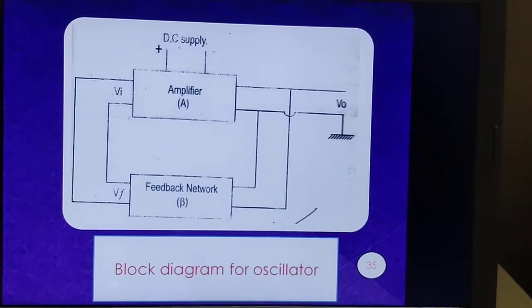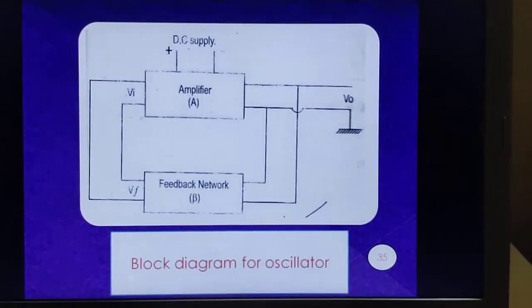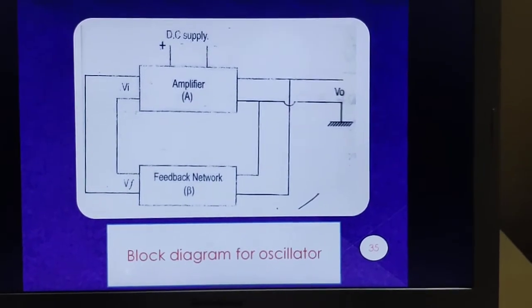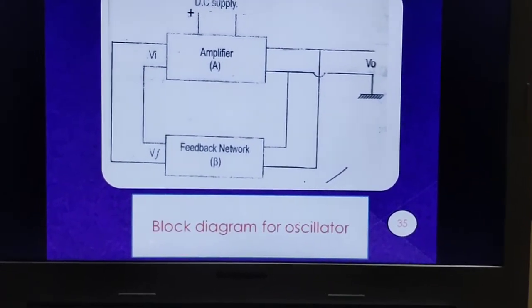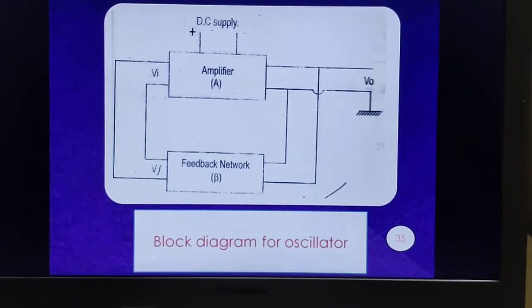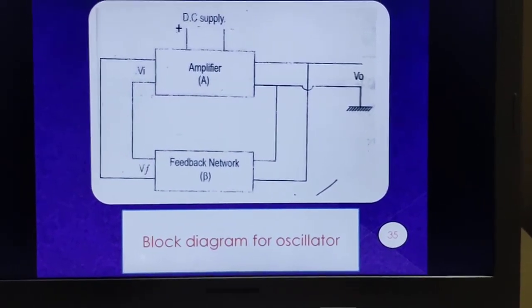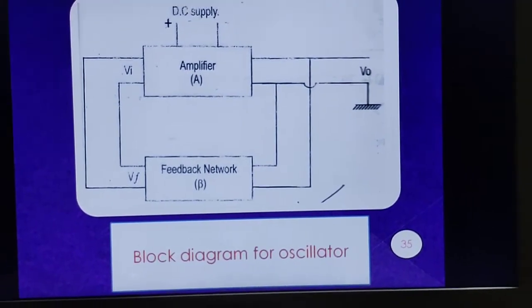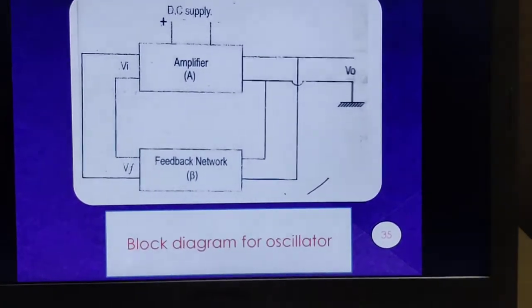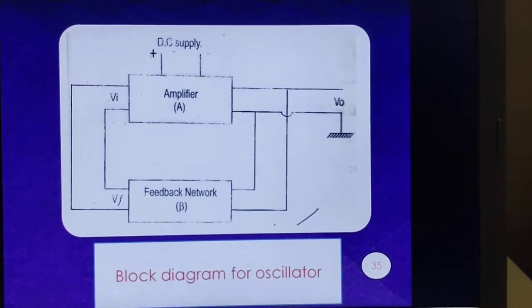So the next thing we are going to study is what an oscillator is. An oscillator is a device with infinite gain. What is gain? Gain is the ratio of the output to the input. Gain, or say A, is called VO upon VI.